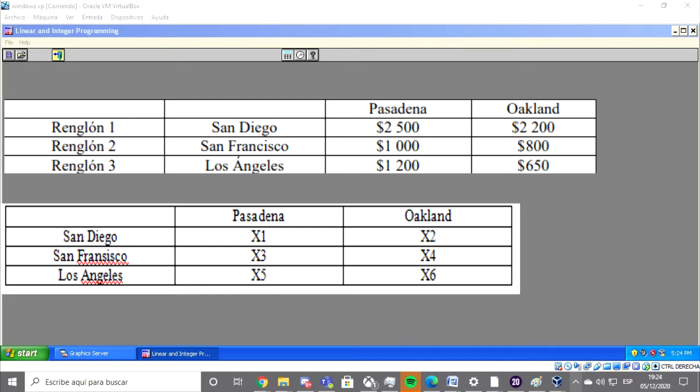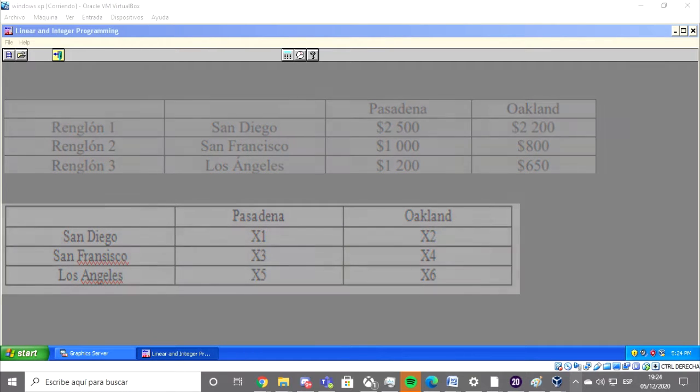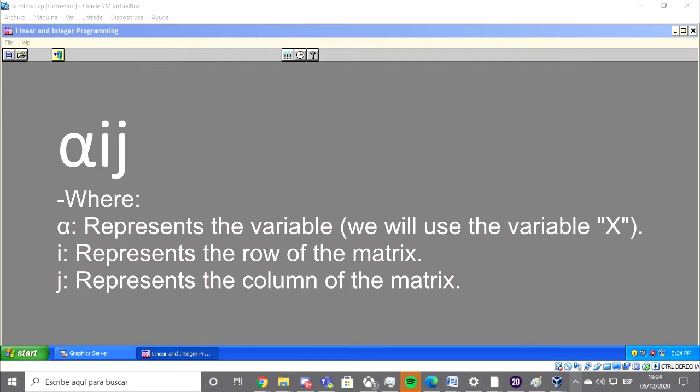The company also owns 2 distribution centers, one in Pasadena and the other in Oakland, which have for the coming month a scheduled demand of 4,000 and 3,500 trailer boxes respectively.